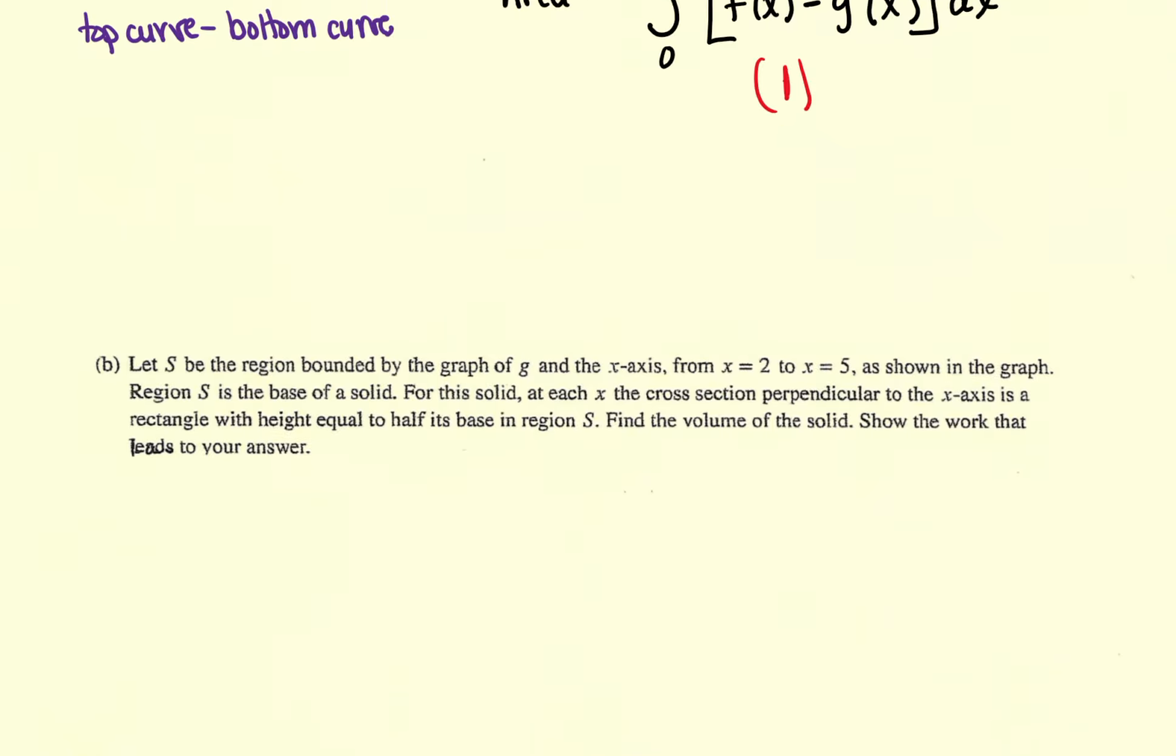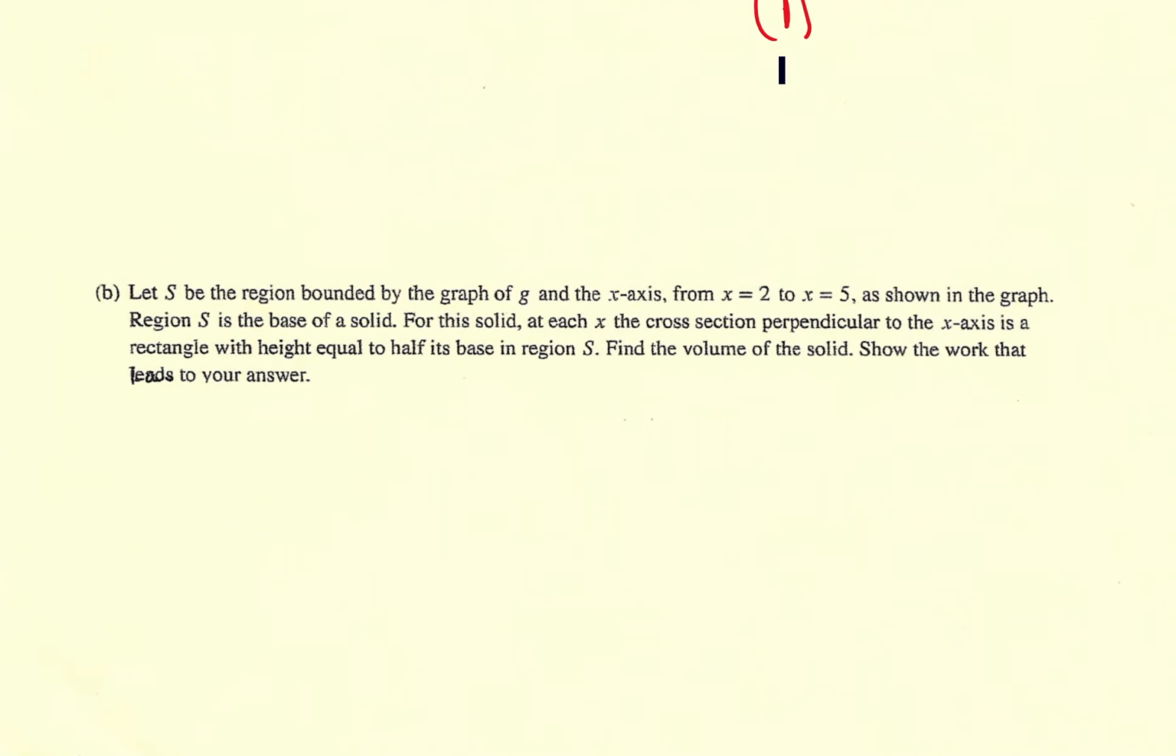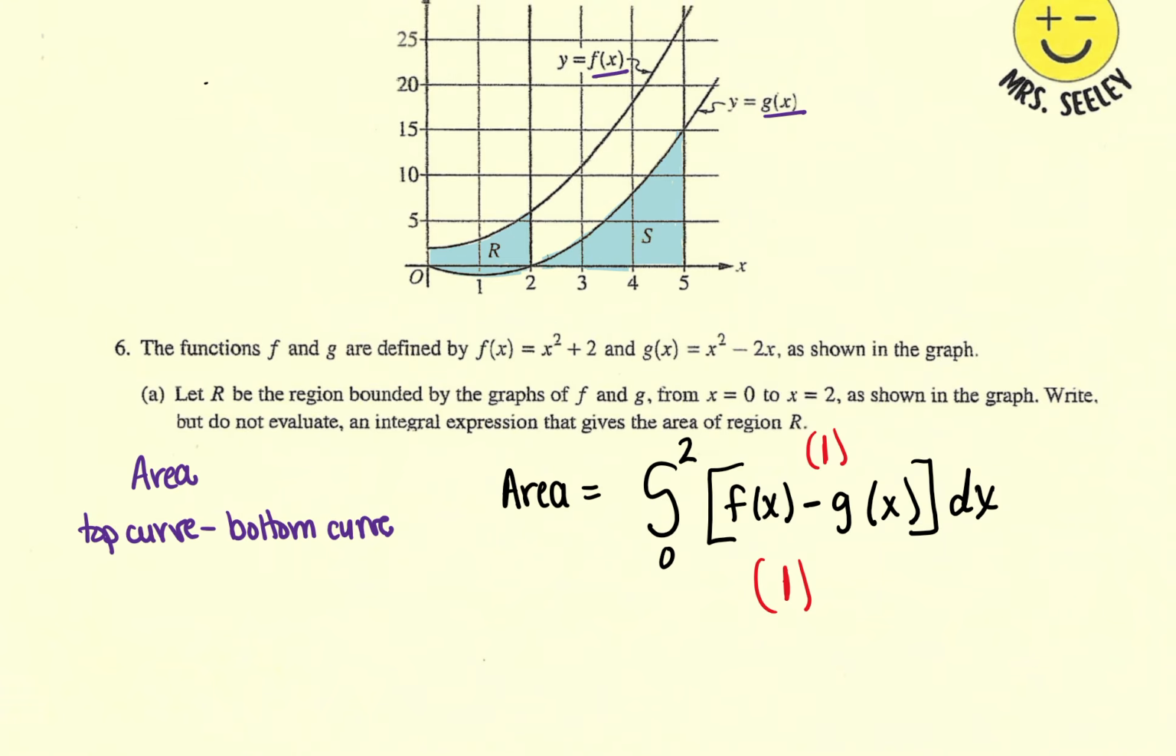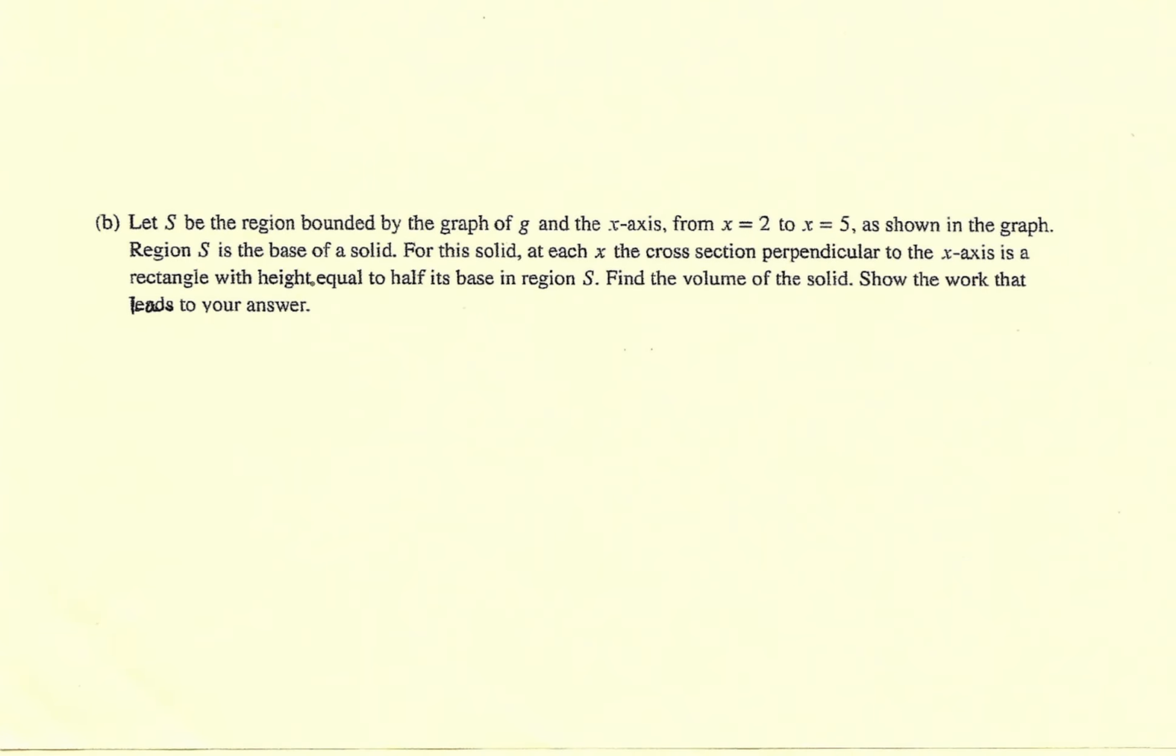Part B says, let S be the region bounded by the graph g and the x-axis from 2 to 5, as shown up here. So from 2 to 5, we have the x-axis and the curve g of x. This says that region S is the base of a solid, and the cross section perpendicular to the x-axis is a rectangle with the height equal to half its base. Find the volume, and we're going to show our work that leads to the answer.